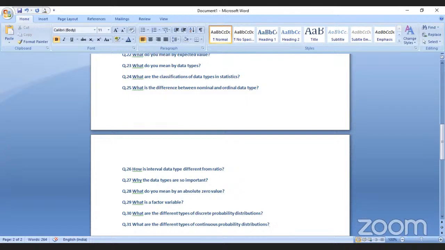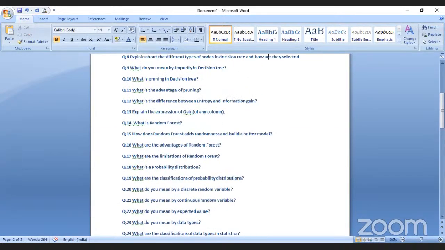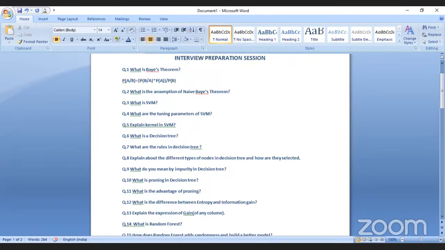So today we have discussed decision tree, random forest, then probability distributions and data types. So we have discussed this much. That was all for today.